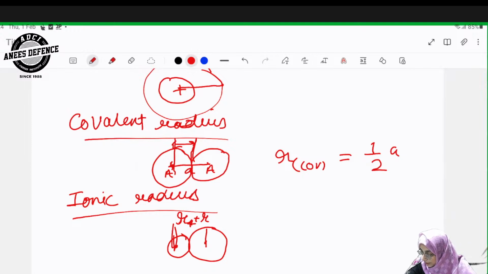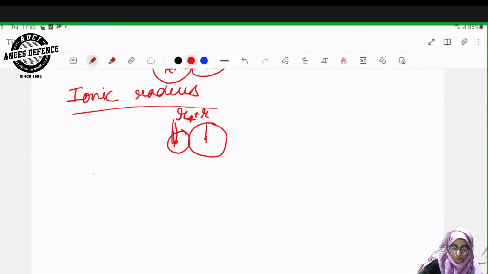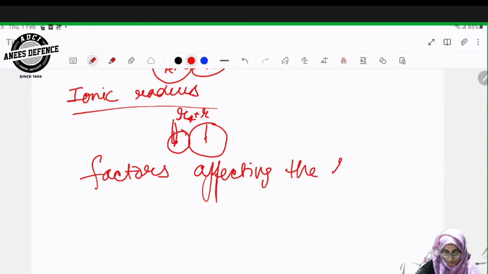Metallic radius: in a tightly packed crystal lattice, it is half of the distance between the nuclei of two metal atoms next to each other. So this is all about the radius. Now we'll see the factors affecting the size. This is the most important thing: factors affecting the atomic radius.